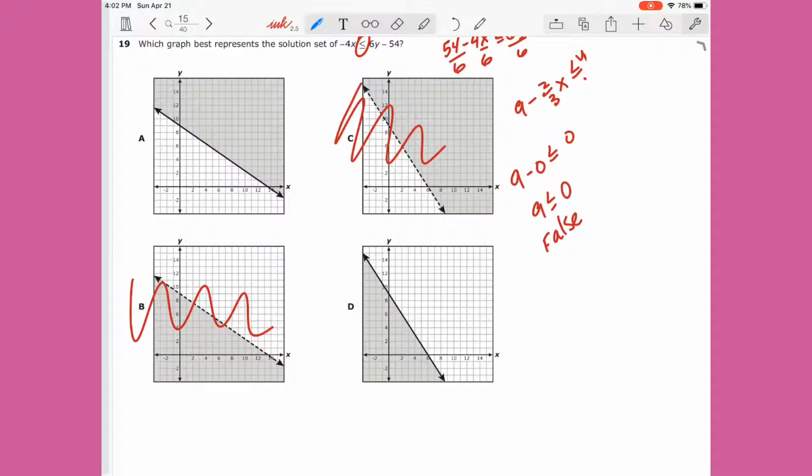So that means that 0, 0 will not be shaded. Because 0, 0 will not be shaded, it has to be our answer choice A. Because if it was talking about D, then this would have given us a true result. And because it didn't give us a true result, then that's false.